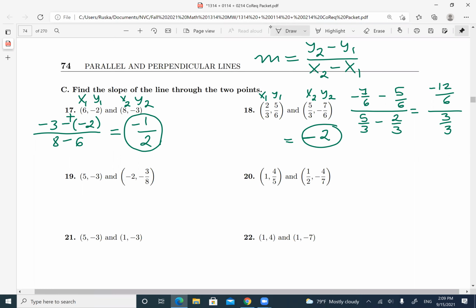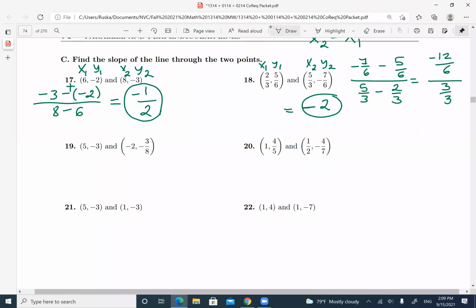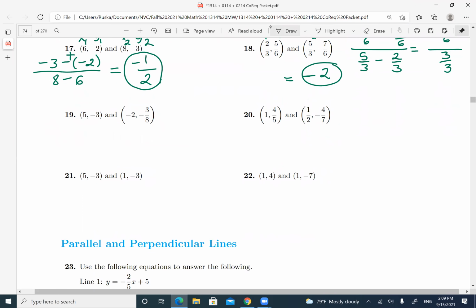Okay, and then we're going to do number 19. We have, again, x1, y1, x2, and y2. So the formula gives me negative 3 over 8 minus negative 3. Make sure you put the two negatives so it can change to positive. And then negative 2 minus 5.